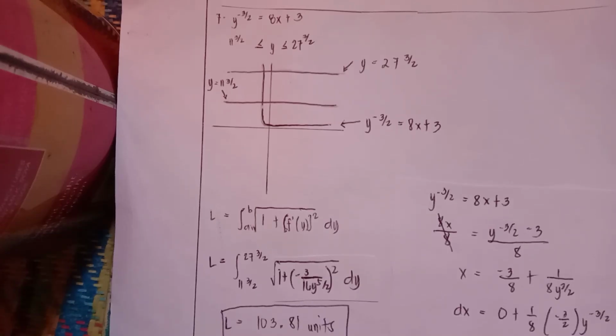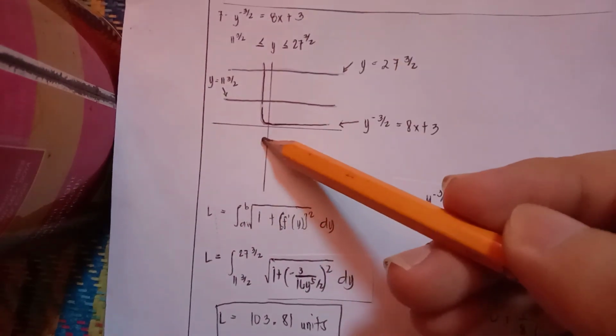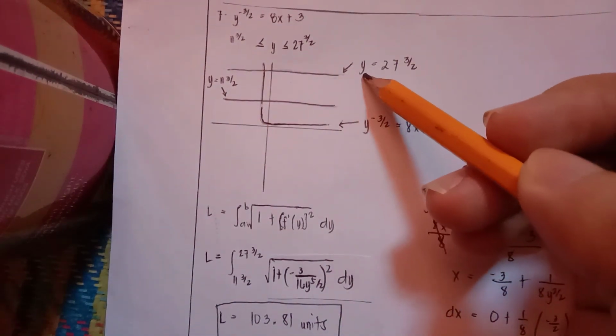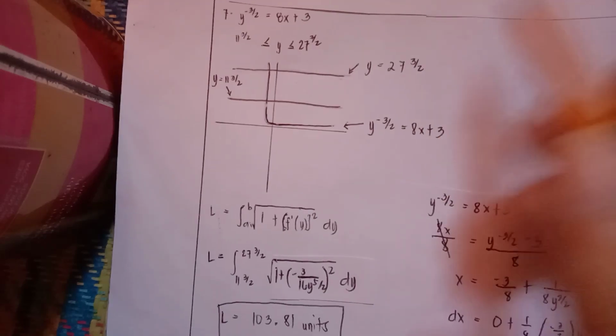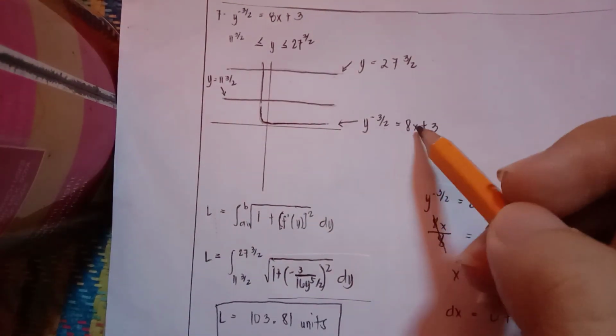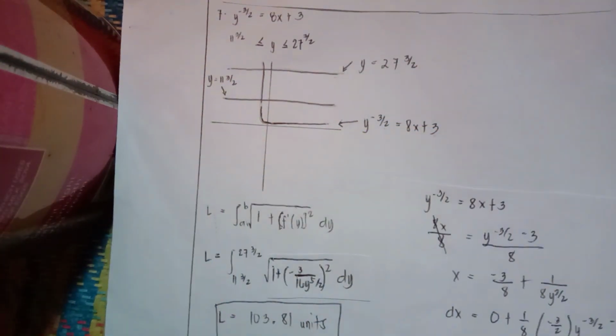So for problem number 7, find the length of the curve y raised to negative 3 halves equals 8x plus 3 from 11 3 halves to 27 3 halves. So this is the graph of the problem. This line is y equals 27 3 halves. Then this is y raised to negative 3 halves equals 8x plus 3. Then this line is 11 3 halves.